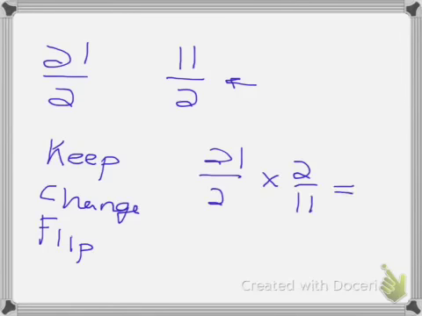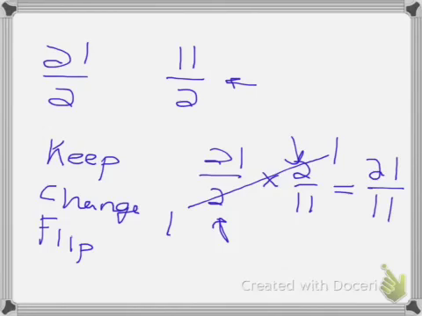And that would equal, you do 21 times 2 and 2 times 11. But instead of doing that, you can cross 2 and 2, and they can cancel each other out, and they can be 1. So 21 times 1 is 21, and 11 times 1 is 11. So the answer is 21 over 11.